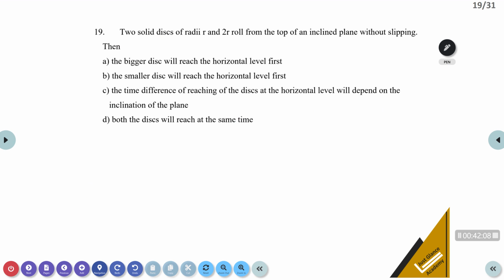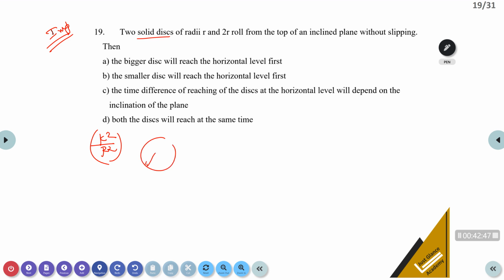Two solid discs of radii R and 2R roll from the top of an inclined plane without slipping. Remember the important point here: which one will reach first depends only upon the value of k square divided by R square. It is immaterial whether the radius is R or 2R. Its ratio is important. Both are solid discs.